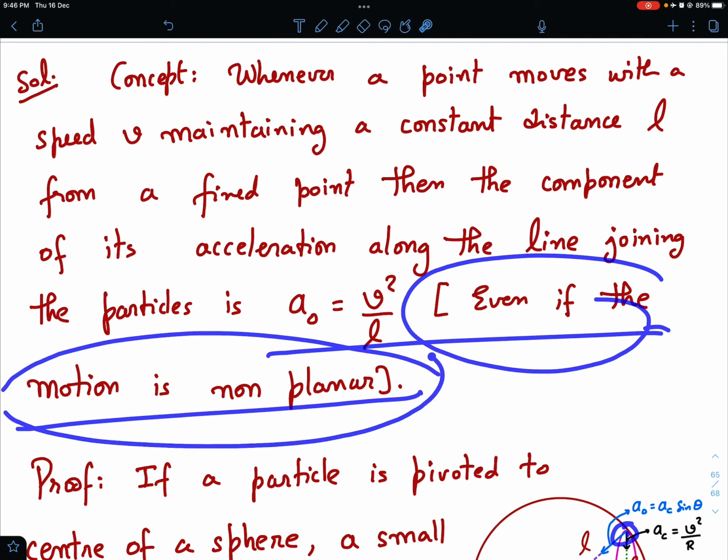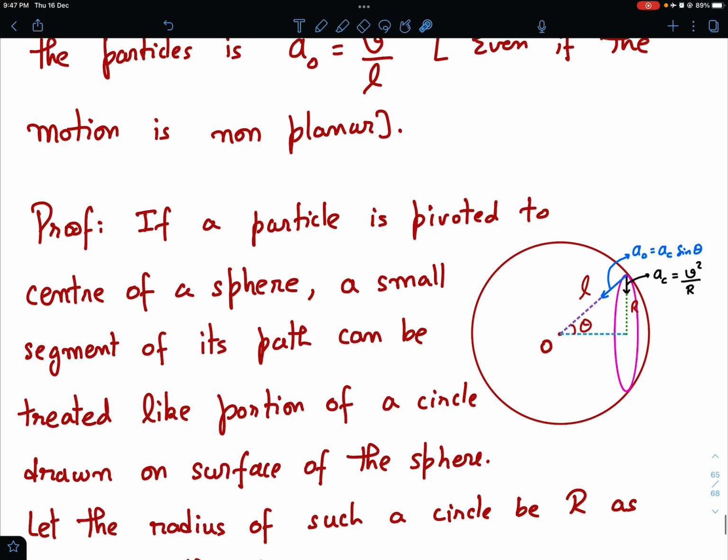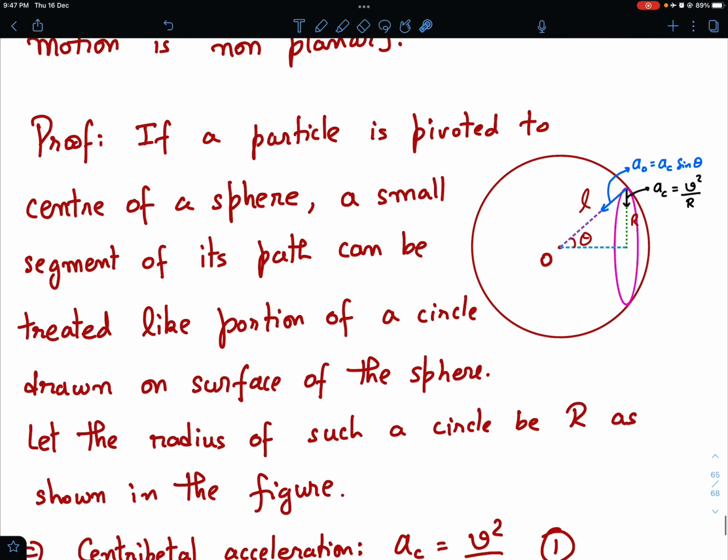Even if the motion is not planar. Of course, in planar motion, you know that centripetal acceleration is v square by r, so this is trivial in case of planar motion, but it doesn't seem so obvious to the students in case of motion along the surface of a sphere, or in general one particle moving at a fixed distance from another particle in three-dimensional space. Okay, so now let's look at the proof.